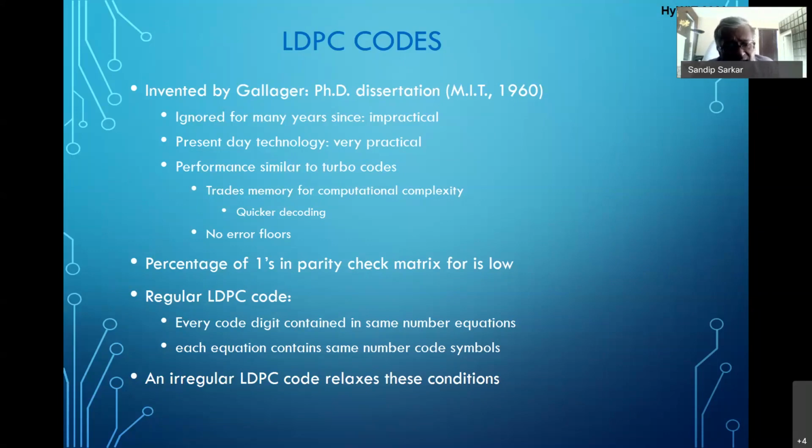In a regular LDPC code, every code digit is maintained in the same number of equations, and each equation contains the same number of code symbols. With that, there are well-known design techniques for regular LDPC codes. Now, irregular LDPC codes relax these conditions, so the matrix should still be sparse, but you don't have to have these regularity conditions. And then it becomes more an art than a science, because how to find codes which are optimal in such a case, with a large block length, is quite interesting.